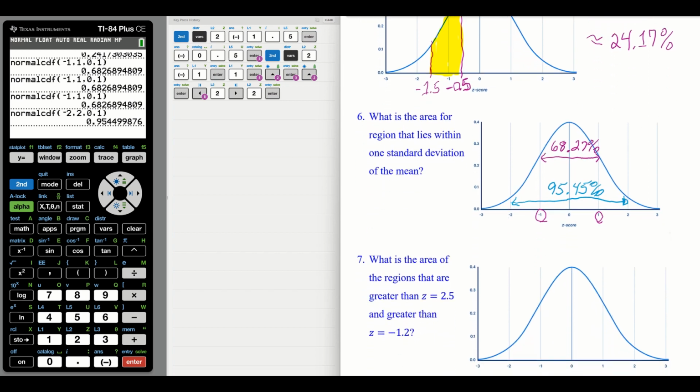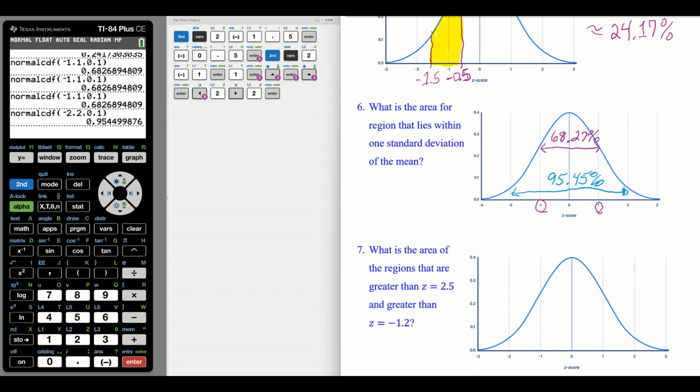Okay. Number 7. What is the area of the regions that are greater than 2.5 and, oh, that should not say greater. That's a typo. Less than z equals -1.2. So let's put that in first. -1.2, that'll be somewhere in here. And then 2.5, that's somewhere in here.